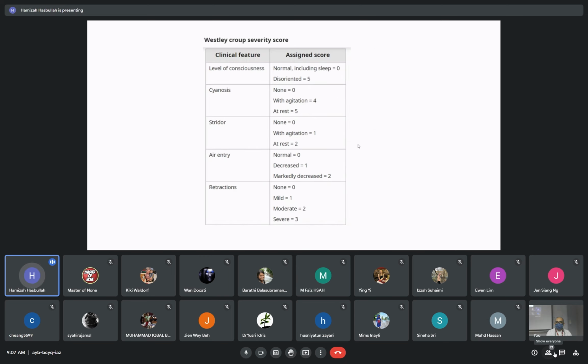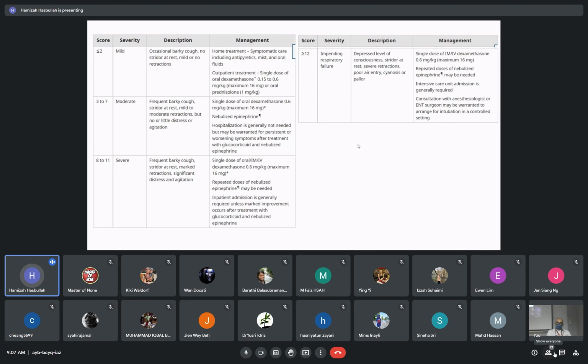This is the Westley Croup severity score. Basically its clinical features still use level of consciousness, cyanosis, stridor, air entry, and retractions. So there is a scoring here, and we can look at the severity based on the score.